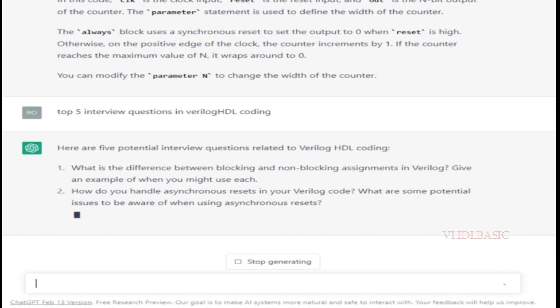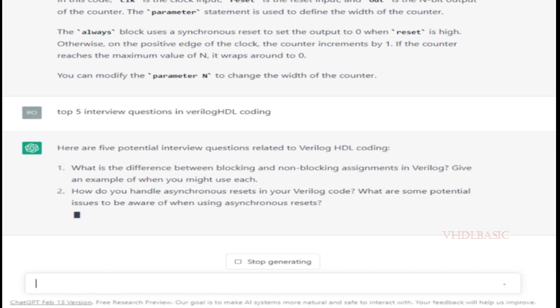We can use a reset synchronizer as well. Asynchronous reset can cause metastability issues when it is not properly synchronized with the clock. A reset synchronizer can be used to synchronize the reset signal with the clock signal to avoid metastability issues. The synchronizer consists of two flip-flops that are clocked by the same clock signal, and the reset signal is fed into the input of the first flip-flop.